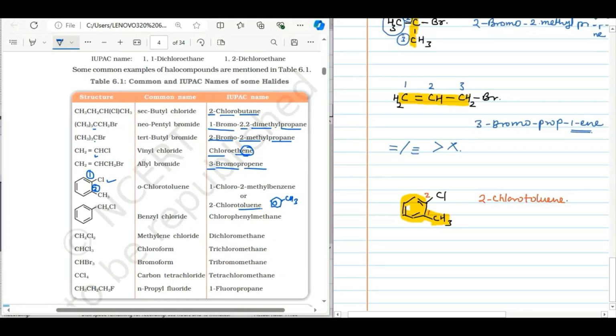Or when you write it in the form of benzene, you have to number from chlorine. So chlorine will get the first number and CH3 will get the second number. So the other name will be 1-chloro-2-methyl benzene.